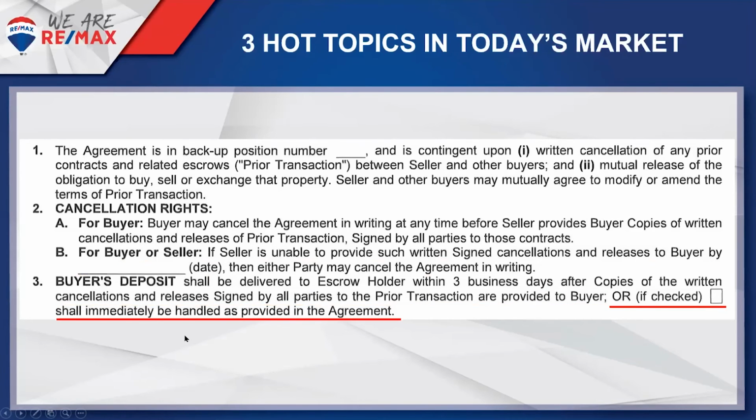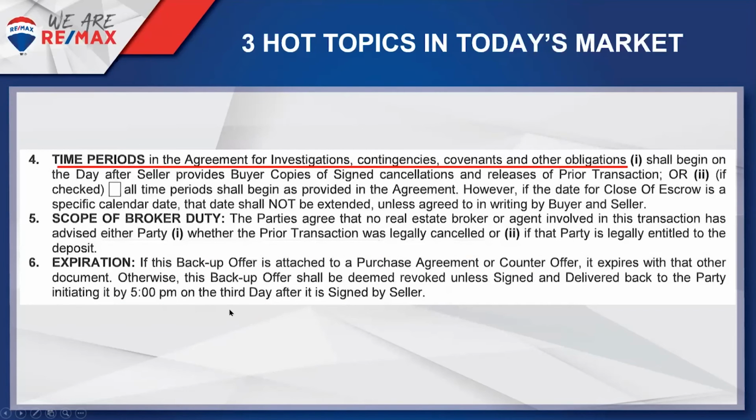Buyer's deposit: the boilerplate is 3 days after you get a cancellation of the prior contract, or if you check, handled per the agreement, which is in 3 business days of the agreement being created. Time periods in the agreement, the boilerplate says, begin again when you get signed cancellation on the prior escrow, or if checked, at the time of the agreement. So the 17-day window would start immediately, even though you haven't canceled the prior contract completely, if this box were checked.